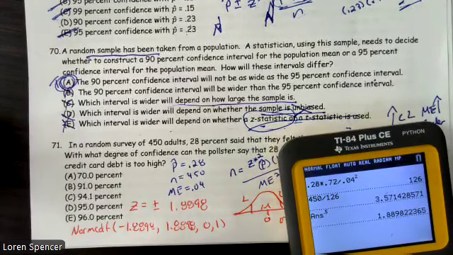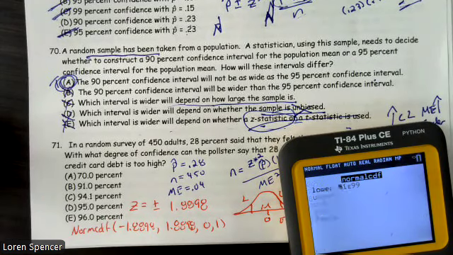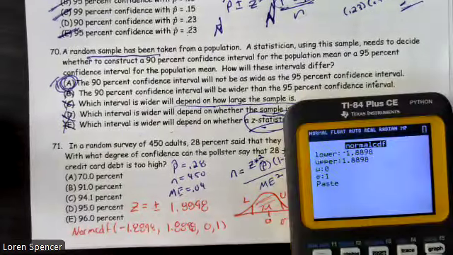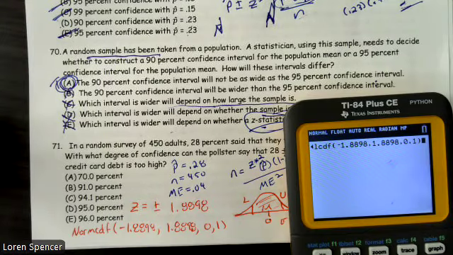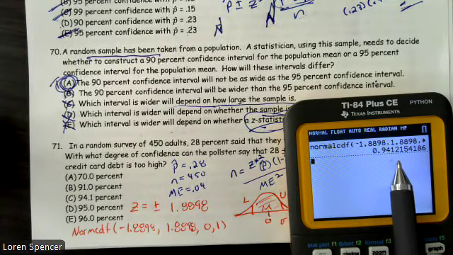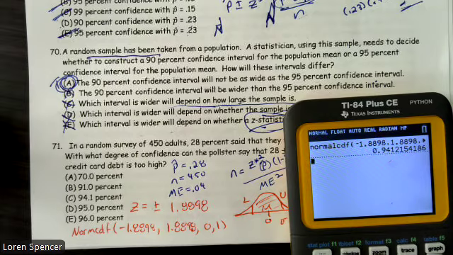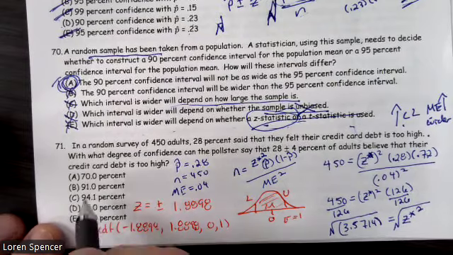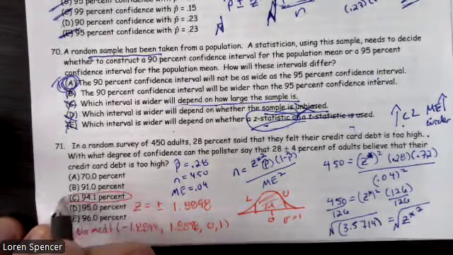All right, so second vars, norm CDF, lower bound negative 1.8898, upper bound 1.8898. Because basically what we're figuring out is what this shaded area is right there. And we have a 0, 1. And we find out 94.1%. So the best answer to 71 is C, 94.1%.